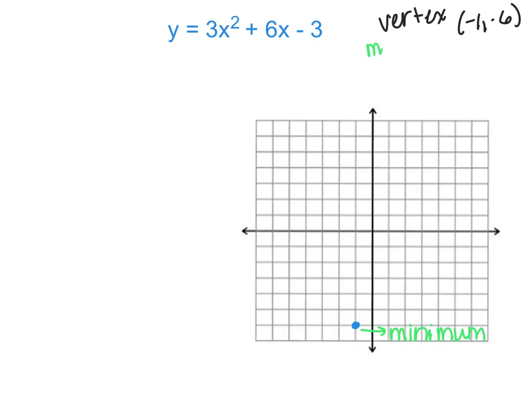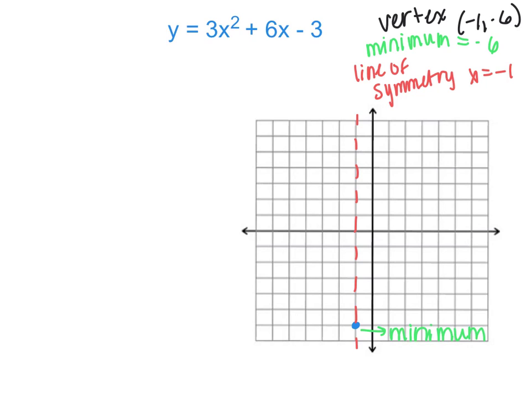So I know the minimum value of this graph is negative 6. I also know that it has a line of symmetry that's vertical through the vertex. So the line of symmetry I'm going to just draw as a dotted line. And that goes through the x-axis at negative 1. So the line of symmetry is x equals negative 1.